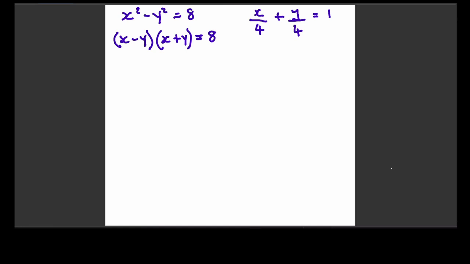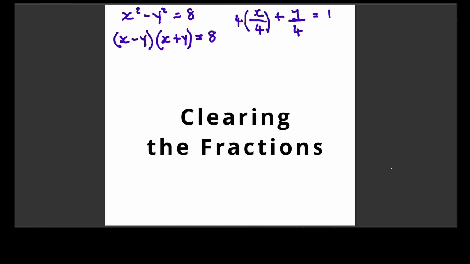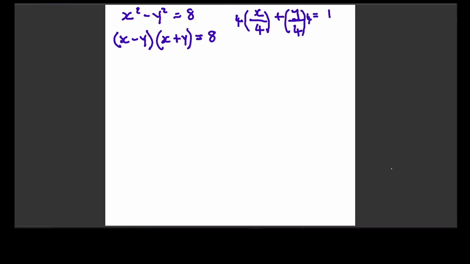X over 4 plus y over 4 is equal to 1. In order for us to clear the fraction, we multiply every term by 4. So x over 4 multiplying 4, y over 4 multiplying 4, and 1 multiplying 4. So 4 cancels out, x plus y is equal to 4. So x plus y is equal to 4, and here we also have a part which contains x plus y. So we are going to substitute this bracket with 4.